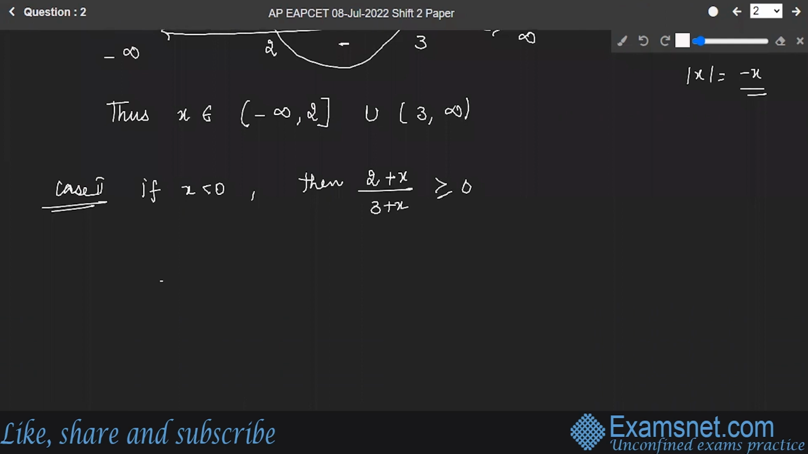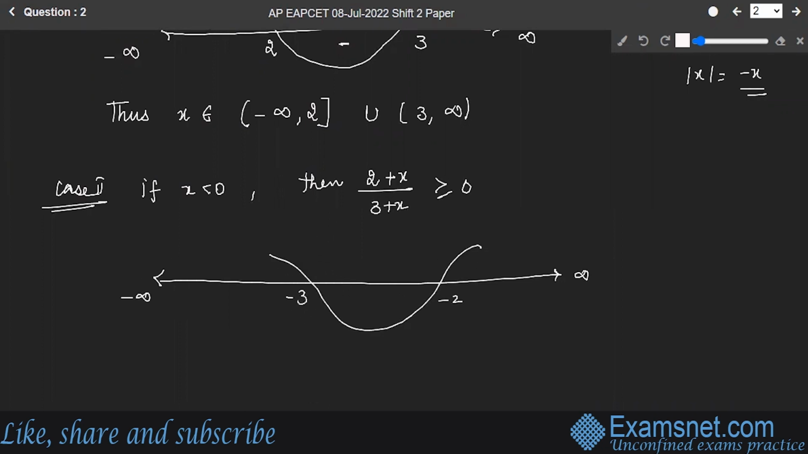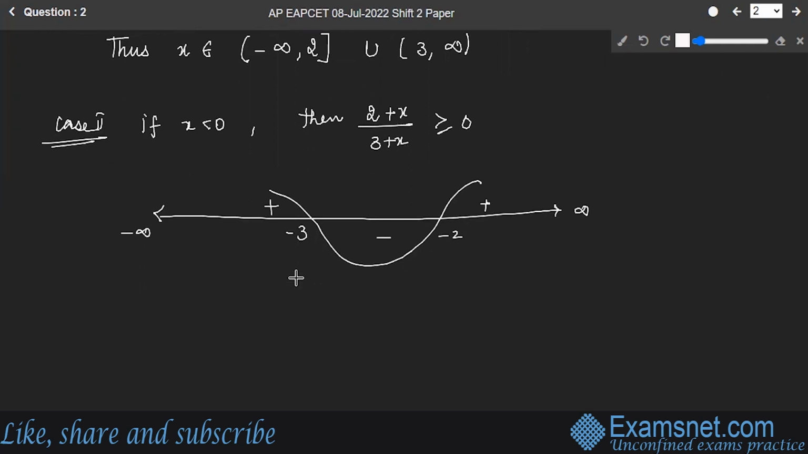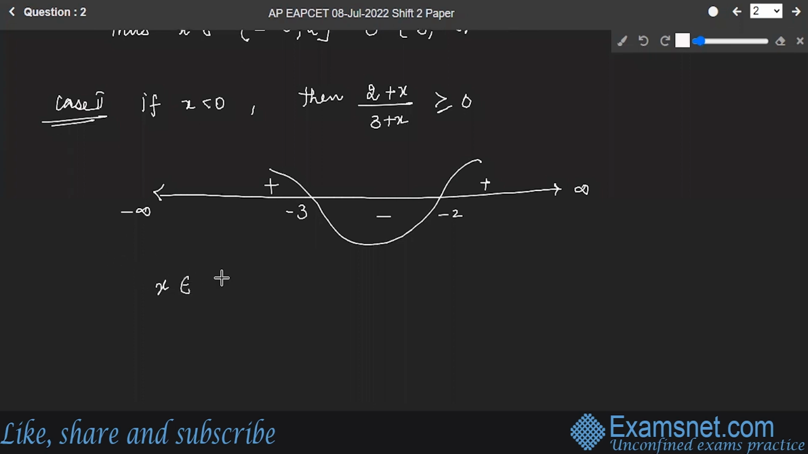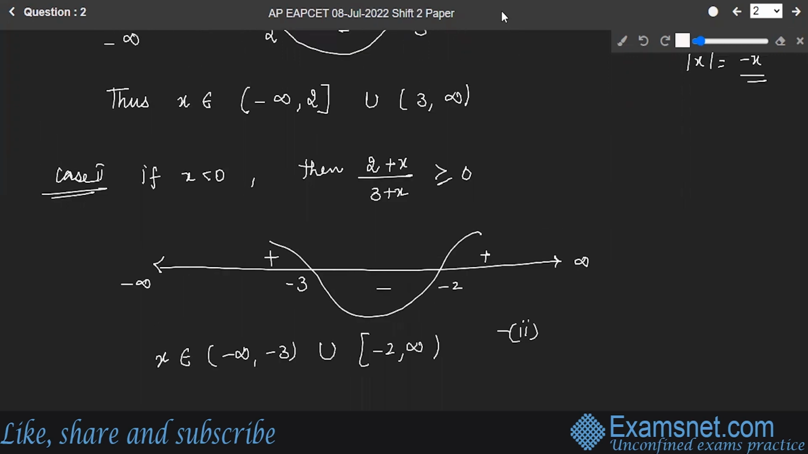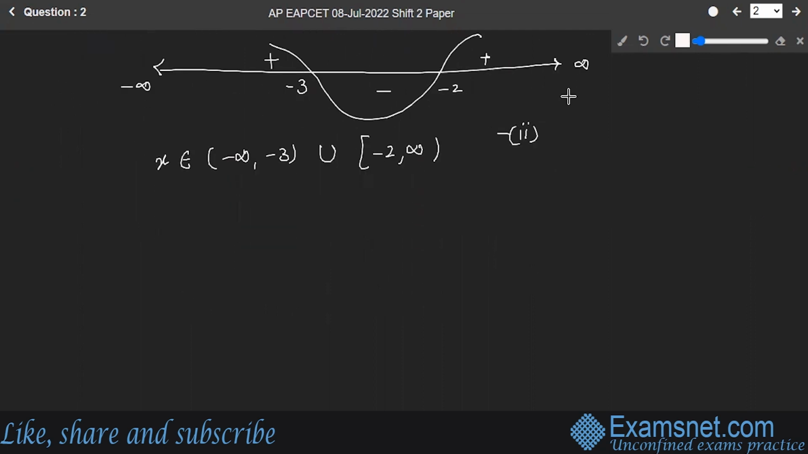Now let's plot the graph for this one also. I am having infinity over here, minus infinity over here, and it will be like this, minus 3, minus 2. I have a minus value over here and the positive values over here, right? So thus in this case, x will belong to minus infinity, minus 3, union, minus 2 and infinity. So this is your second conclusion, name it as number 2, and this one to be number 1.